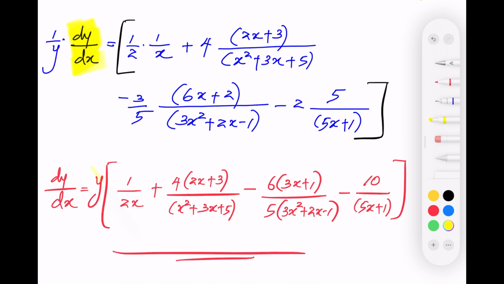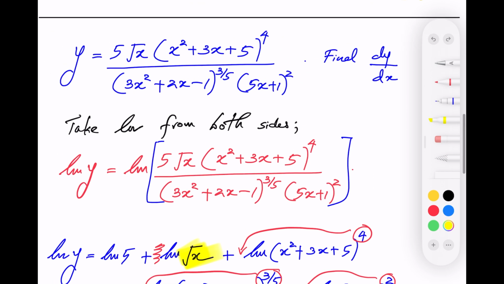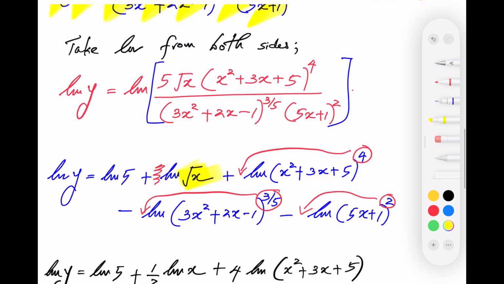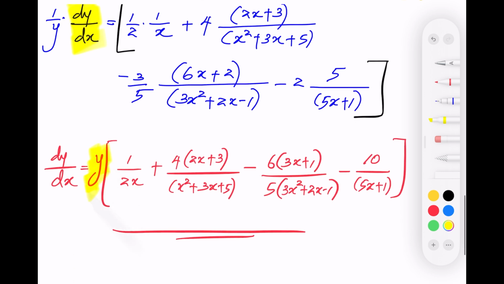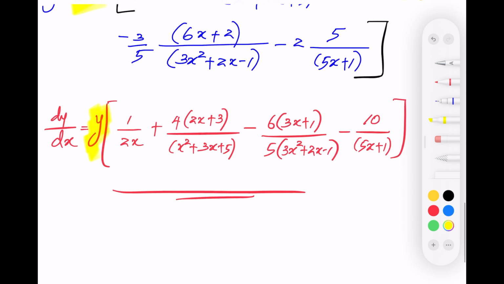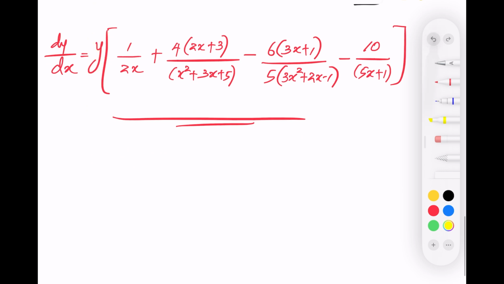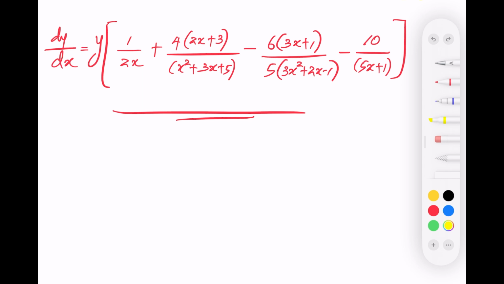This is the final answer for that problem. The y right here, if you like, you can replace it with the given y originally in the problem, which is all of that. However, writing that y and replacing it right here is actually not required because y is already defined in the problem. Therefore, this can be accepted as the final answer. If I didn't use natural logarithm for this problem, it could have been extremely challenging. By the use of the natural logarithm, we could save plenty of time.